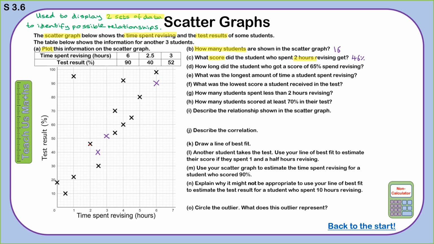Part D. How long did the student who got a score of 65% spend revising? So this time we are working the other way on the graph. We need to find a test result of 65% on the y-axis. We then need to read across to the point and then read down to find out how much time they spent revising. So that student spent 4.5 hours revising.